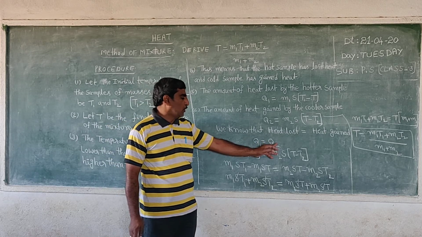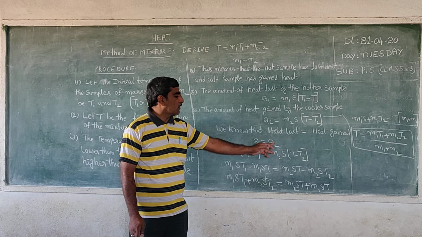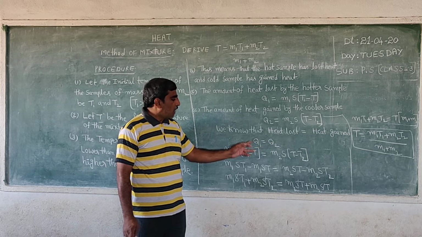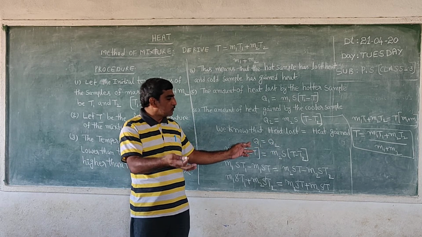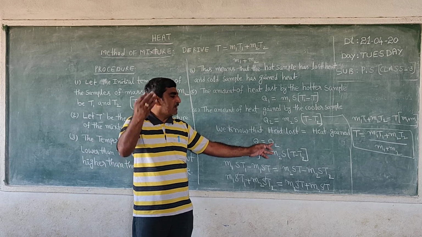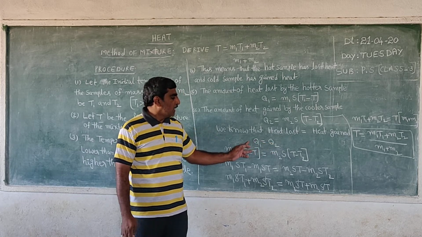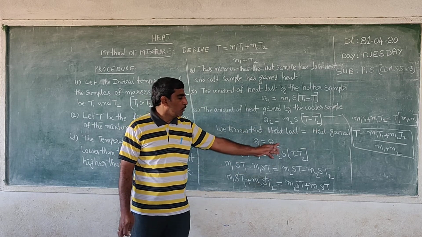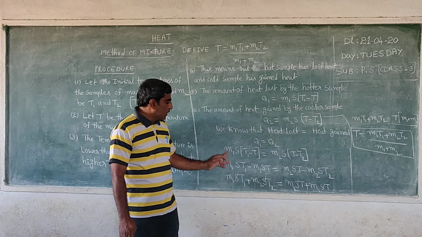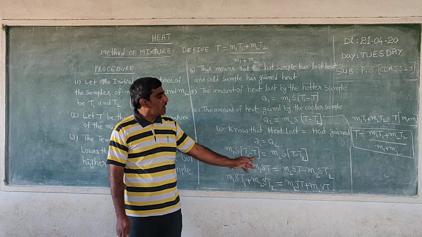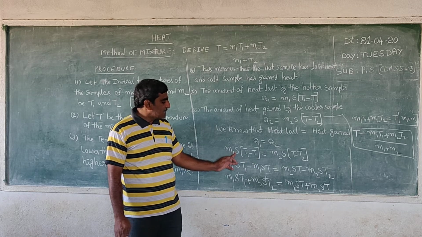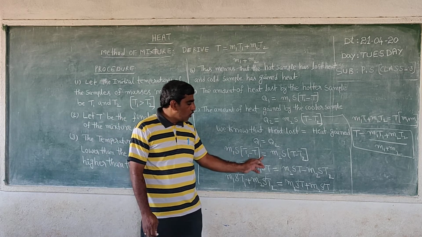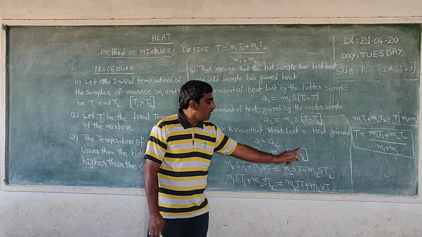Q1 equal to Q2. We equate them here because however much heat the hotter sample loses, the colder sample gains that much heat. So net heat loss equals heat gained. Q1 equal to Q2 and Q1 equal to M1 S into T1 minus T, so M1 S into T1 minus T equal to M2 S into T minus T2.